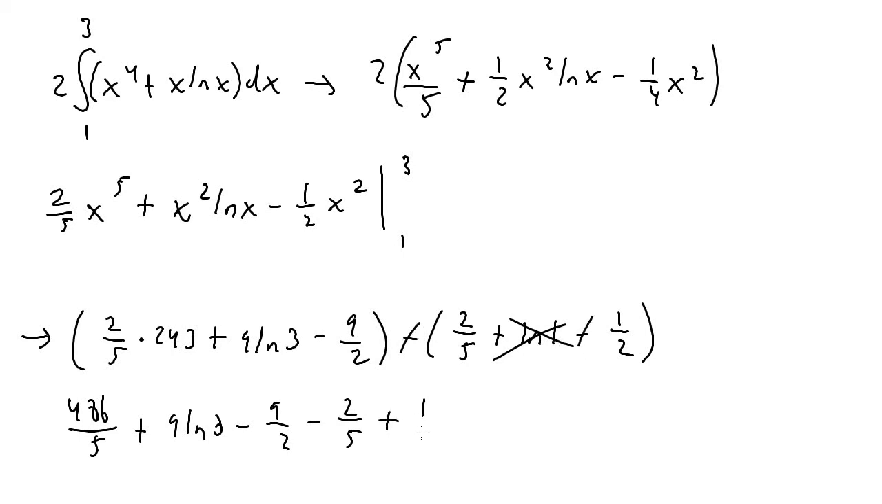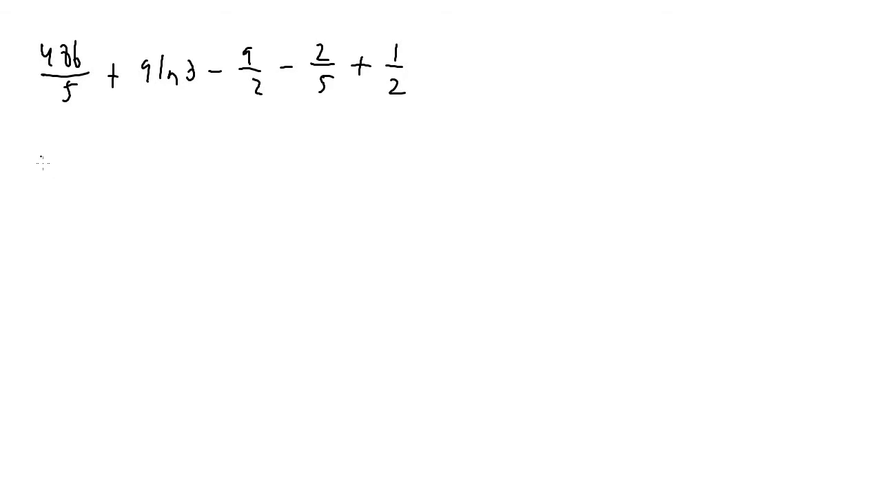so positive 1/2. So if I rewrite and simplify, so we get 486 over 5, I'll rewrite that once again, plus 9 times the natural log of 3. Now negative 9/2 plus 1/2 is negative 8/2, which is negative 4, and then we have minus 2 over 5.